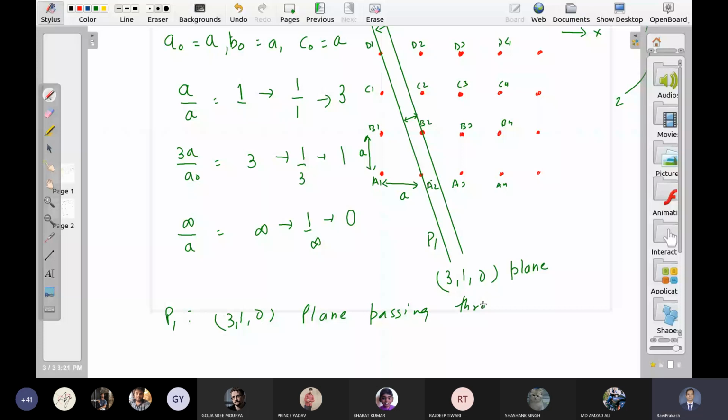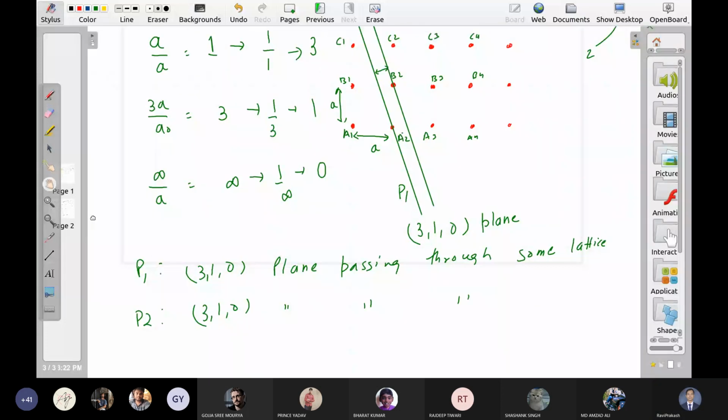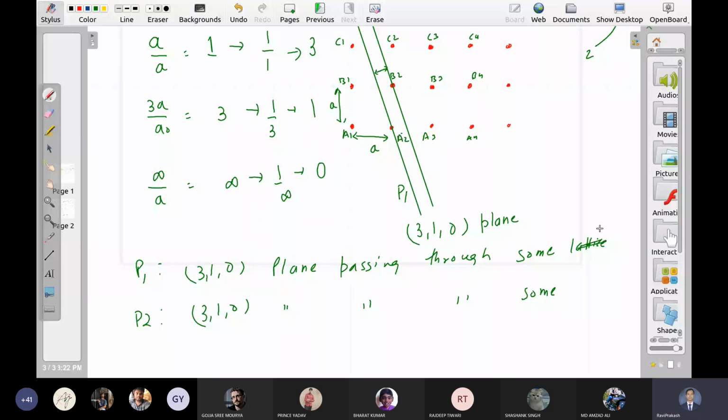It may have more than one point also, that we do not know. Now I am trying to find P2. P2 is also a 310 plane. Okay. It should pass through some point. And it is nearest to P1.